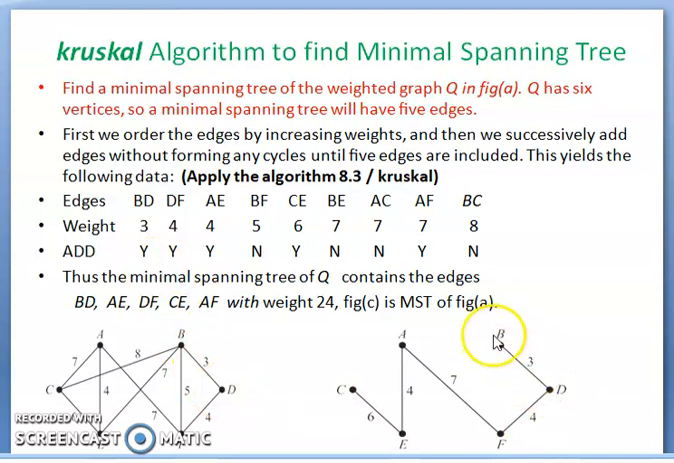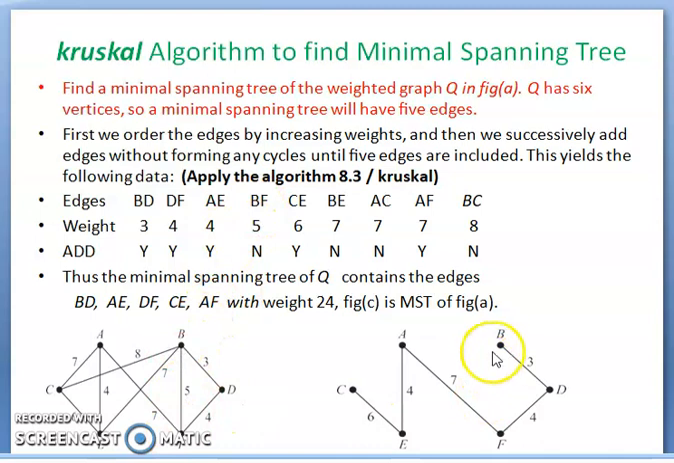Only this BD, there is no cycle. And DF also you consider it. DF means this one. This is not a cycle. And AE, AE is here. Again there is no cycle. Up to now, these edges. Right? Suppose BF. Where is BF?